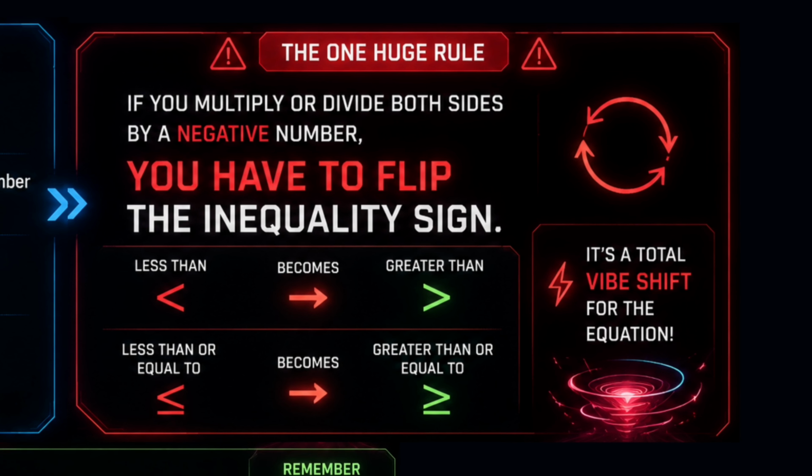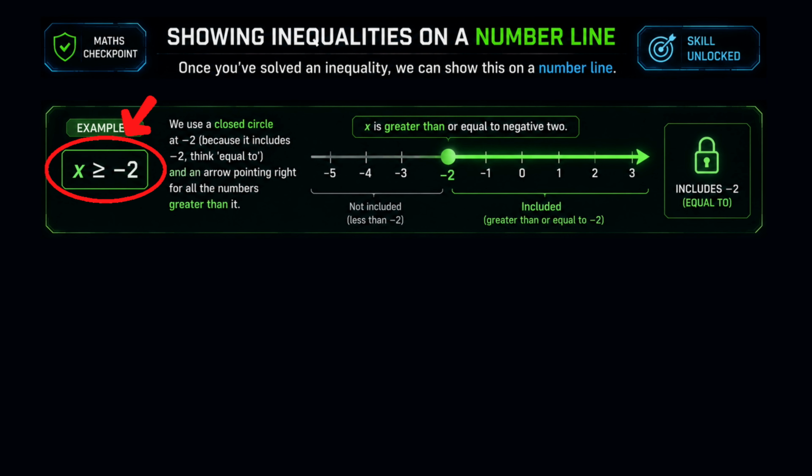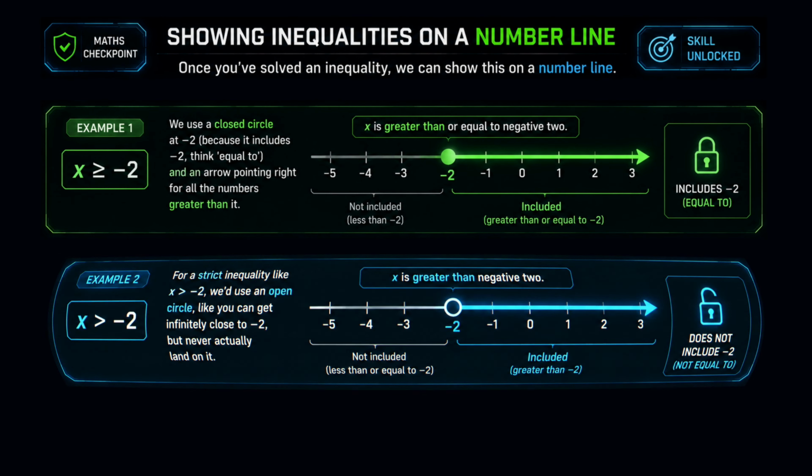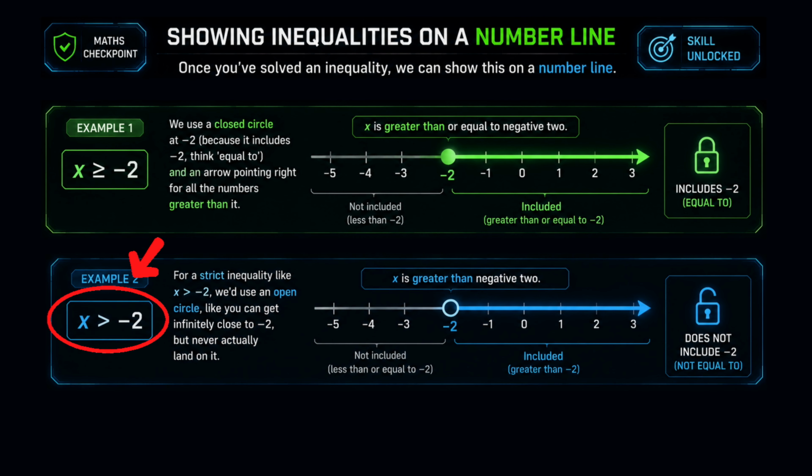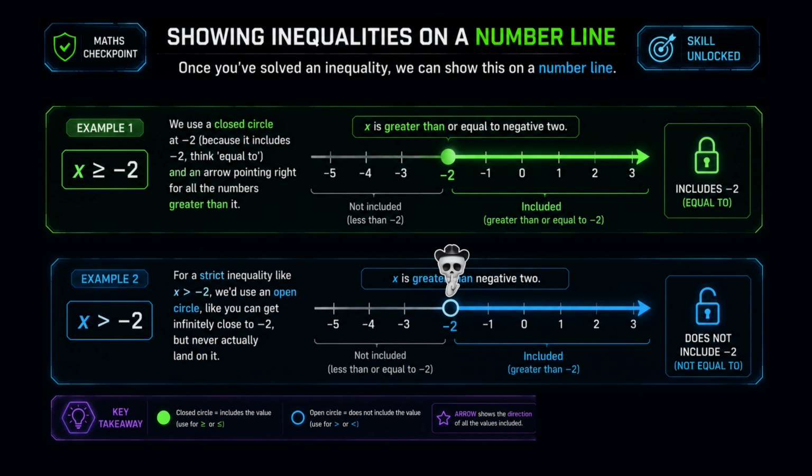Once you've solved an inequality like x is greater than or equal to -2, we can show this on a number line. We use a closed circle at -2 because it includes -2, think equal to, and an arrow pointing right for all the numbers greater than it. For a strict inequality like x is greater than -2, we'd use an open circle, like you can get infinitely close to -2 but never actually land on it.